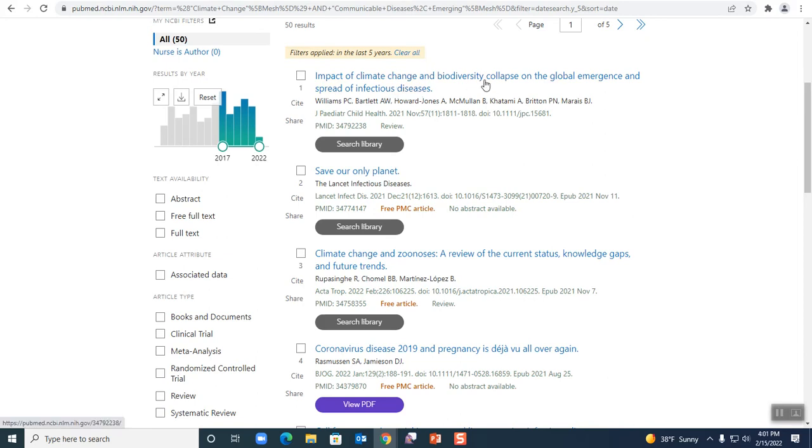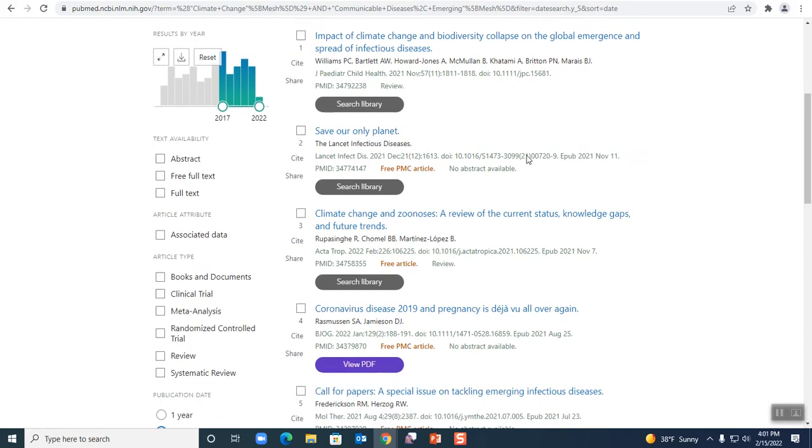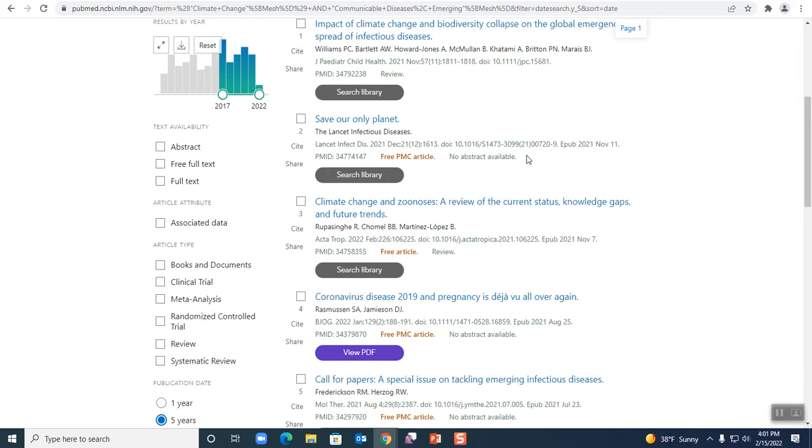This is something you can think of looking at. And then suppose you want to look at some other article. This is a PMC article. This is another one we could look at: Climate change and zoonosis. That's a major part of what is happening here. A review of the current status, knowledge gaps, and future trends. So let's look at that, okay?